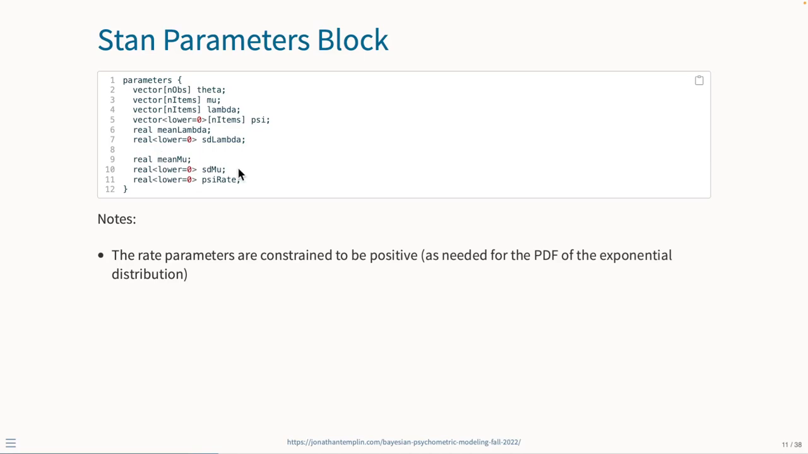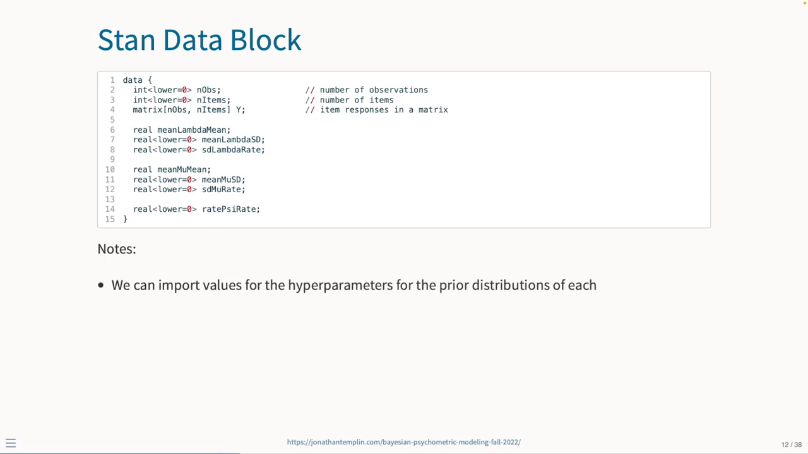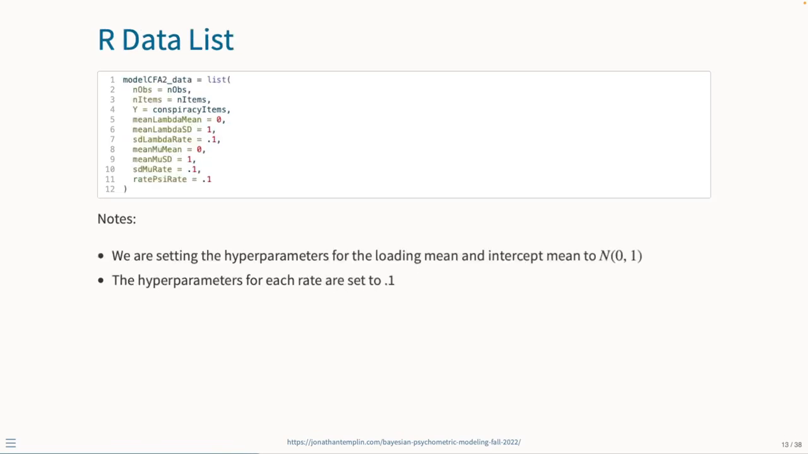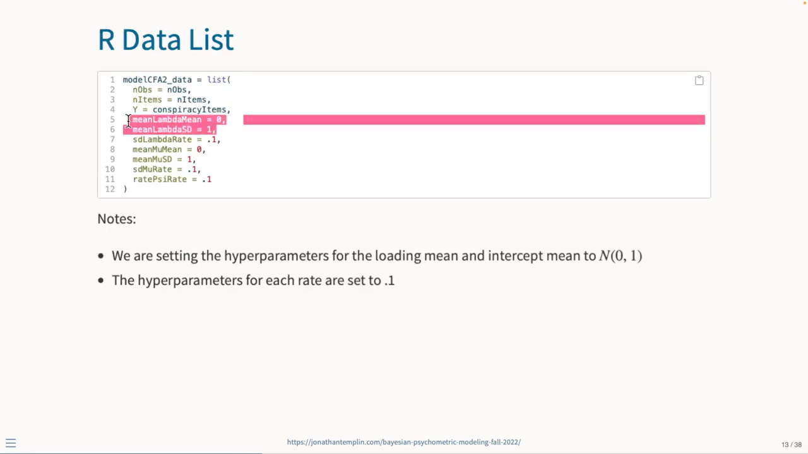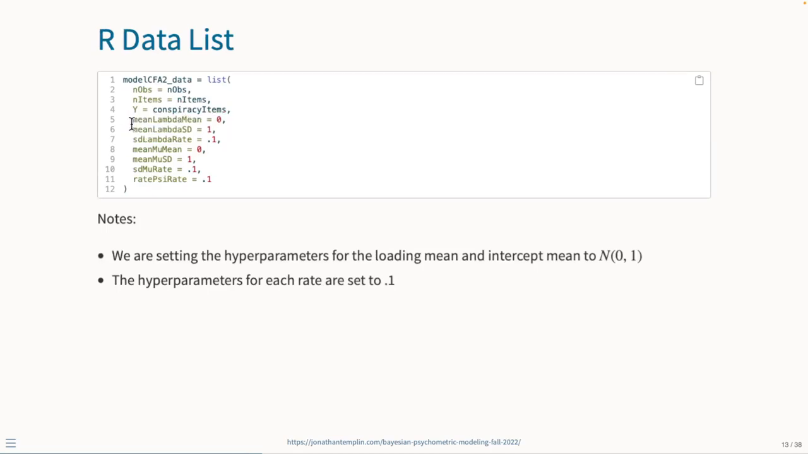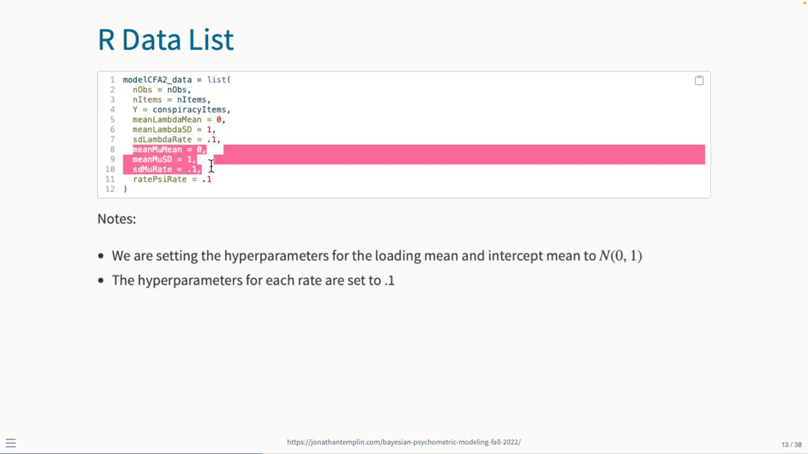But anyway, so got all this. The parameters block now has the mean lambda, standard deviation lambda, the mean mu, the standard deviation mu, and the rate parameter all in it. Those are all new parameters to the model. And the data block is where I'm putting in the hyperparameters here. Mean lambda mean, mean lambda SD, all that stuff. Now, I will note I'm using a standard normal distribution for the mean of our lambdas, and a 0.1 rate parameter for the standard deviation. I'm doing that for both mu and lambda, and I'm using a 0.1 rate parameter for the rate parameter.